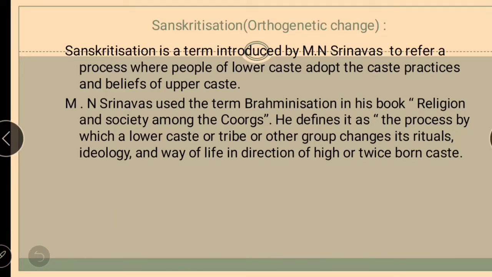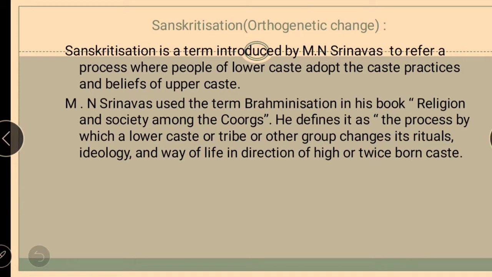Hello everyone. So today we'll be discussing three concepts: Sanskritization, Westernization and Modernization. These three concepts are given by M.N. Srinivas, right? So we have already discussed the ontological perspective as well as some of the contributions of Mr. Srinivas in the previous class. If you haven't seen those videos, kindly check them.